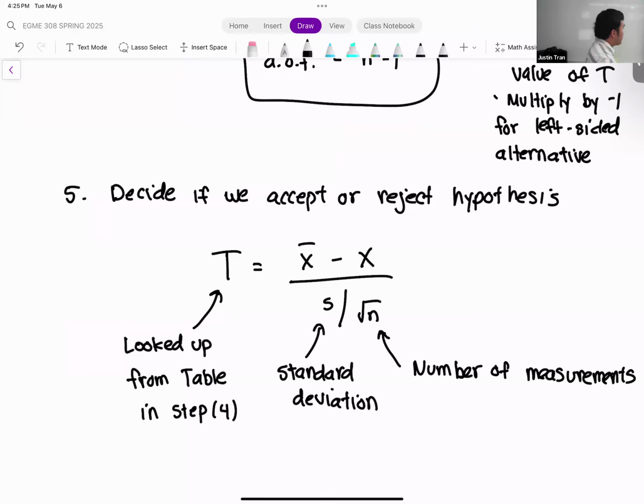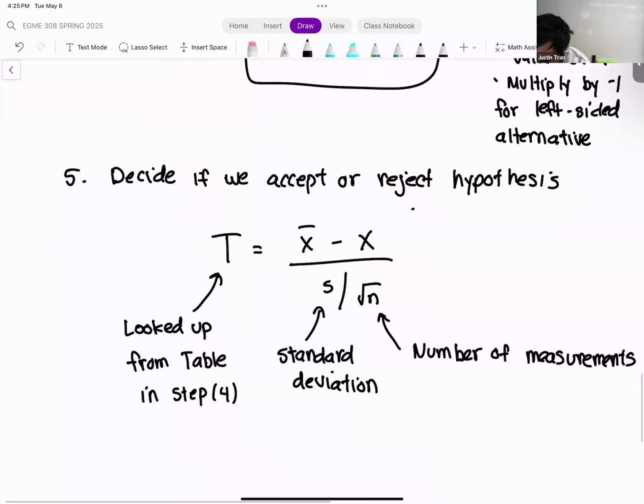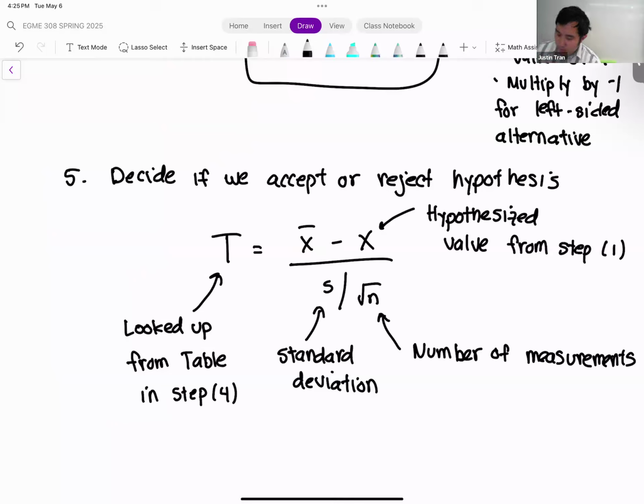All right. And then the numerator there is the key. If you look at that numerator, it is the difference between our sample mean and our hypothesized value. So this x by itself is our hypothesized value from step 1. All of that is the same from last week. The only thing that's going to be different here is how we interpret that x bar.